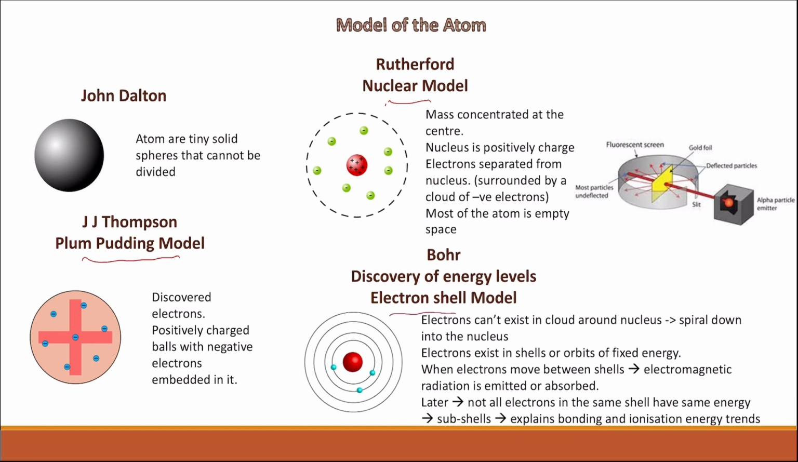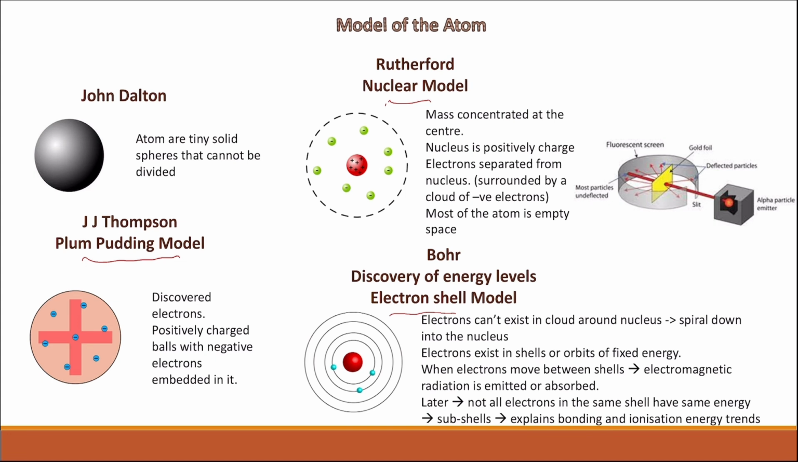So the plum pudding model: J.J. Thomson discovered the electrons, and he described the atom as a positively charged ball with negative electrons embedded in it. Rutherford later on discovered the nucleus, and that the nucleus has a positive charge. When he did his experiment with the gold foil, he discovered that the mass of the atom is centered at the center, and that the nucleus is positively charged and the electrons just surround the positively charged nucleus. He didn't speak about energy levels.